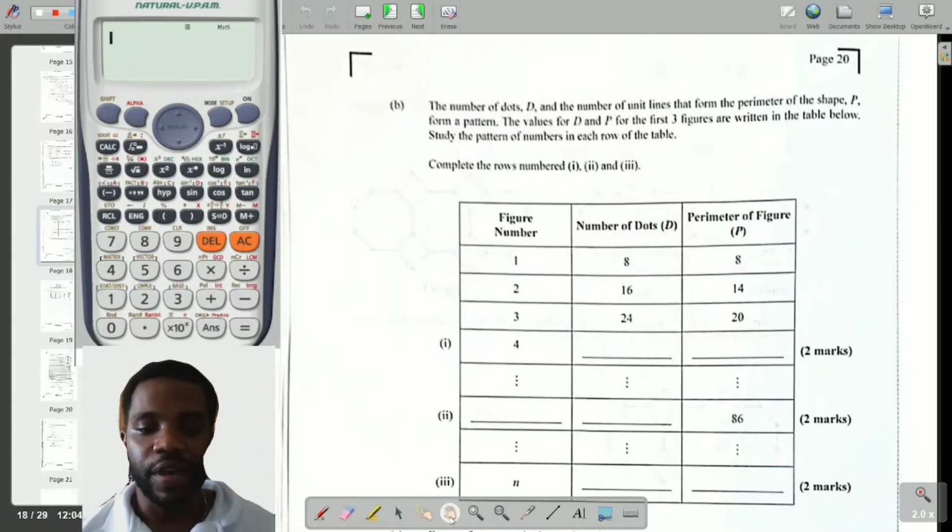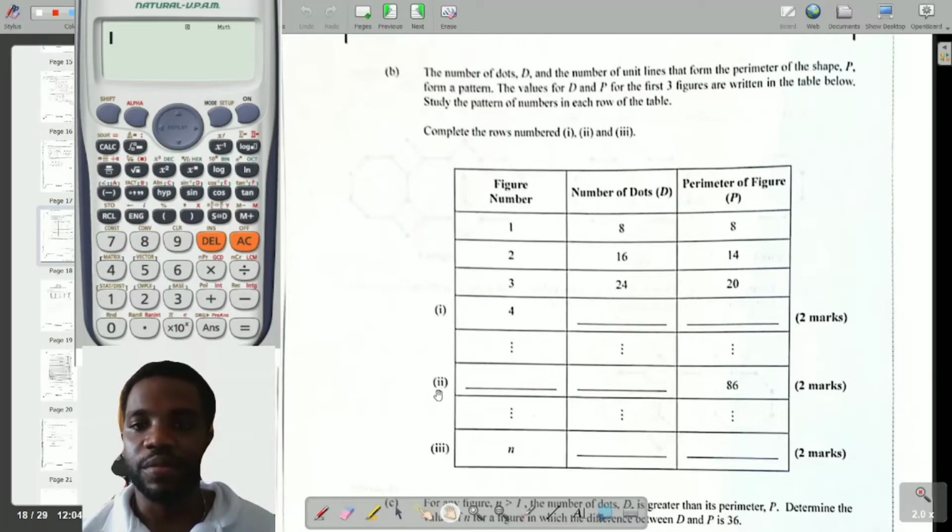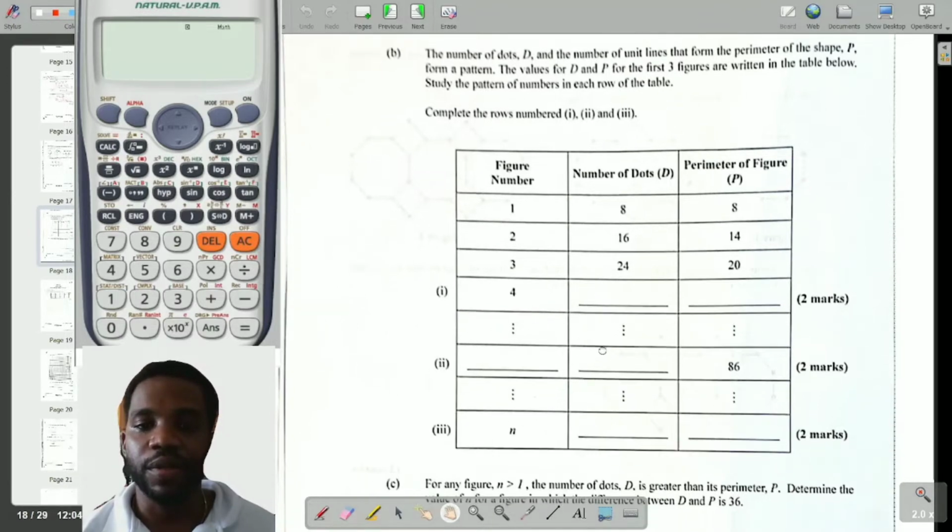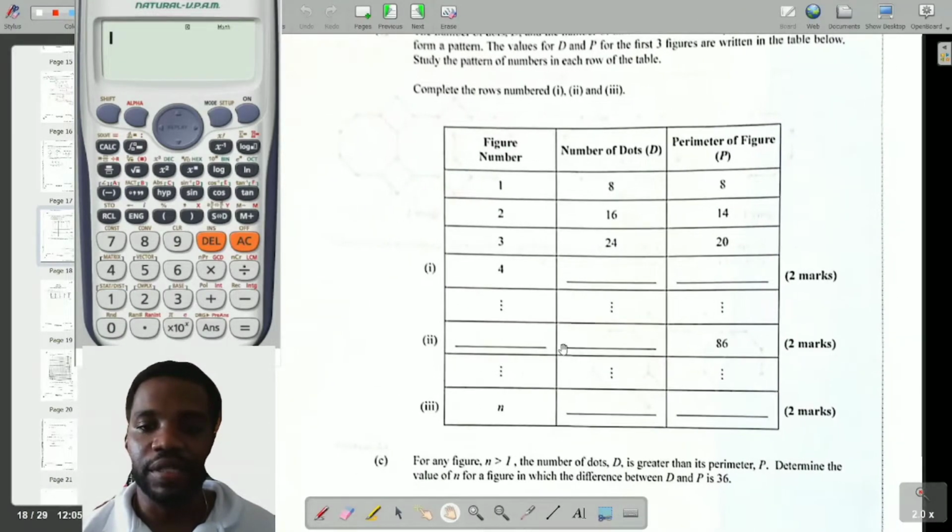It says, the number of dots and the number of lines that form the perimeter of the shape form a pattern. The values for the dots and the perimeter for the first 3 figures are written in the table below. So your job is basically to complete the table.